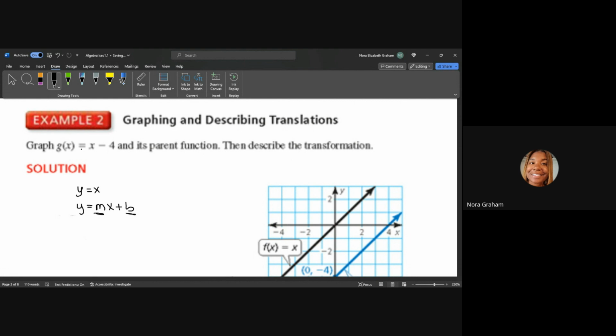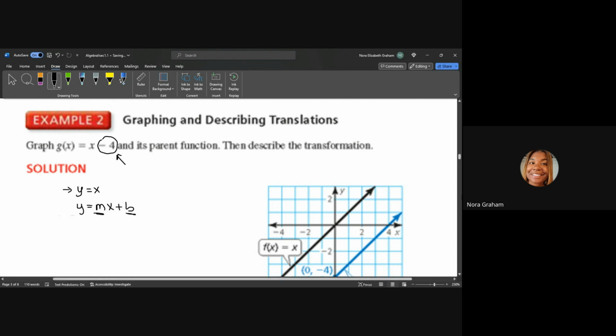So when I look at this and how it's different from my parent function, y equals x, I circle all the differences. So I have it being subtracted by this 4. That's one transformation right there. And whenever that transformation is not inside my grouping symbols, I like to think we're dealing with vertical transformations. That means up and down.